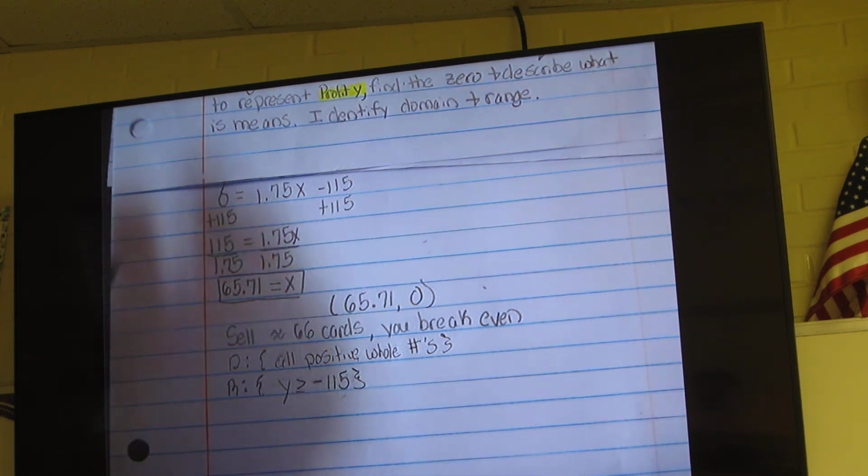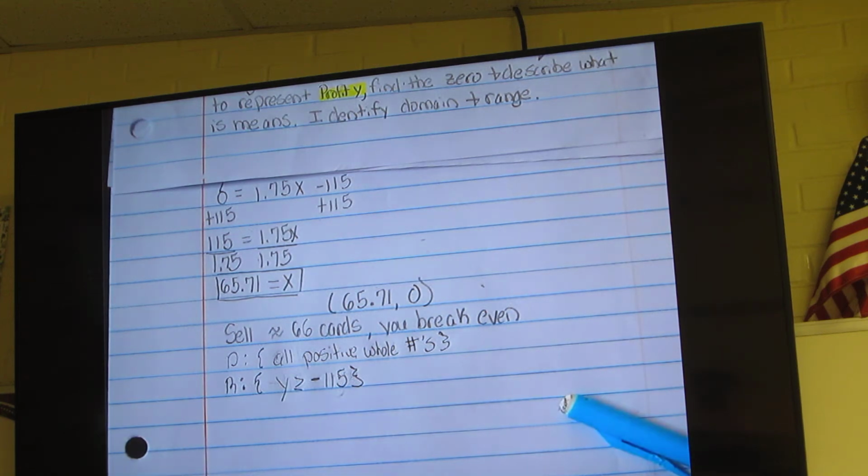Okay, so just a little bit about how to find the 0, what it means, how to interpret it, and how to come up with domain and range.